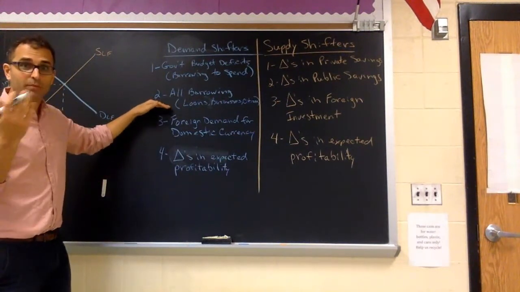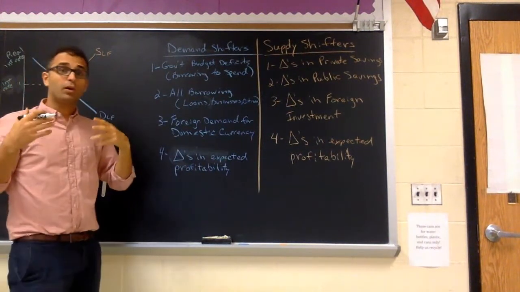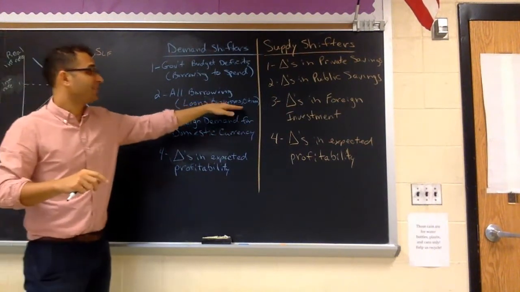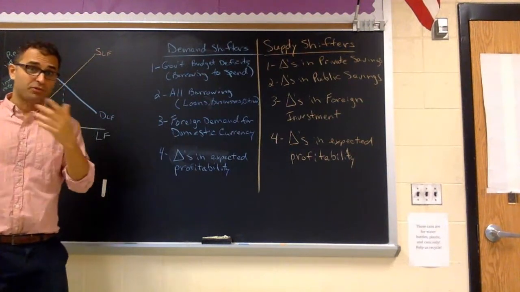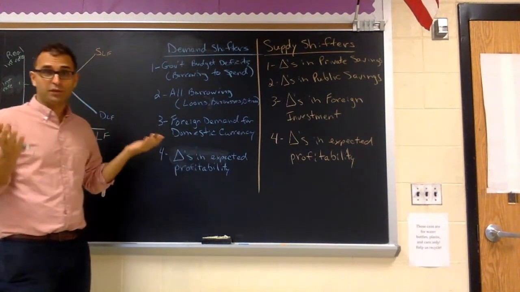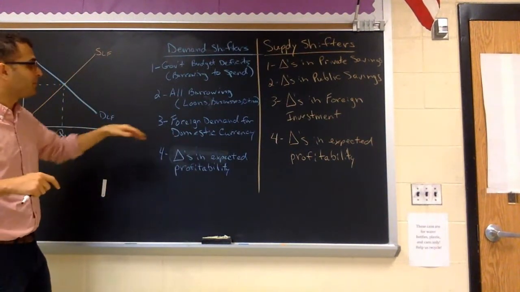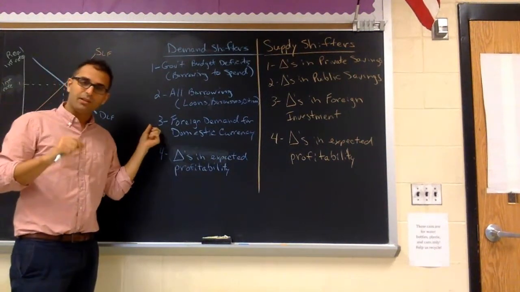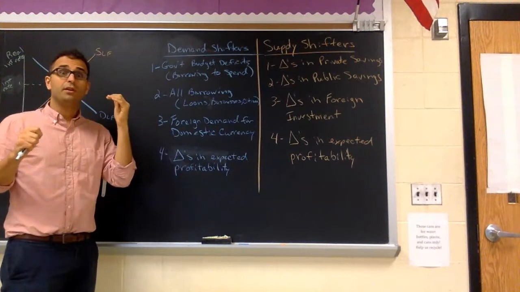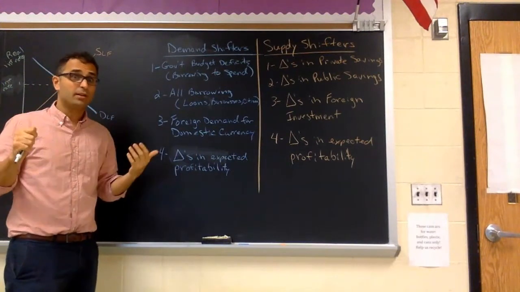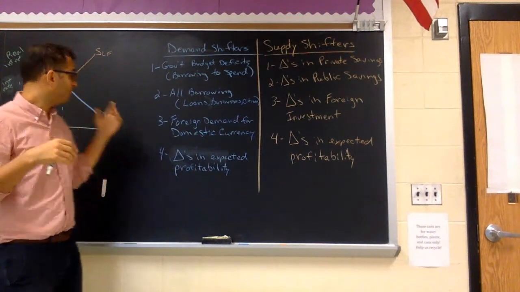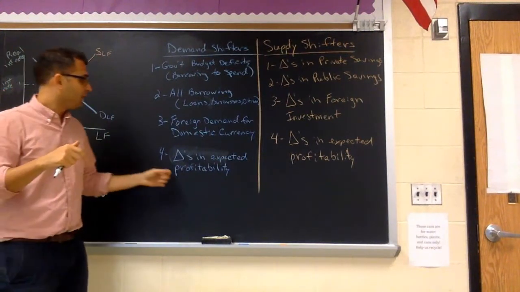All borrowing for all businesses: if they're going to borrow for some type of business investment, then demand will shift. If a citizen wants to take out a loan for their house or their car, then demand will shift, or vice versa if they want to take out less loans. Foreign demand for domestic currency: this is really not important until the last unit, but if people in England want to buy more American cars, then they're going to demand more of our currency, and the demand for loanable funds will shift.